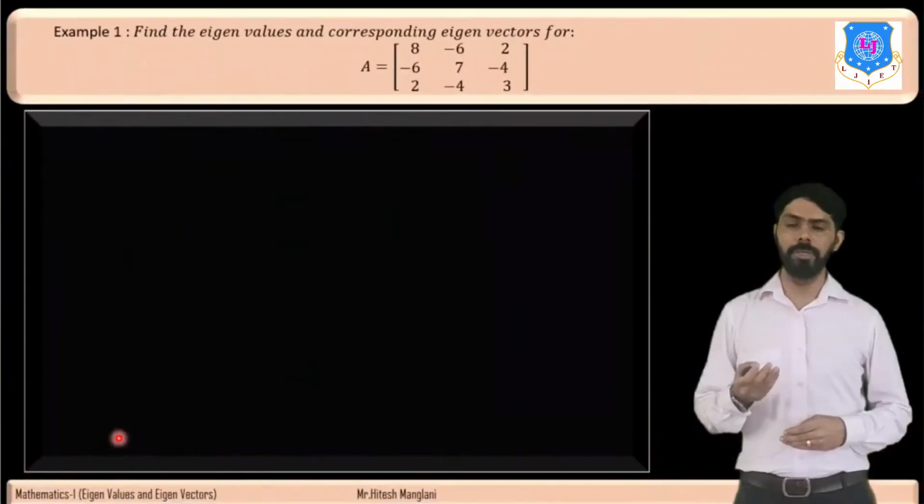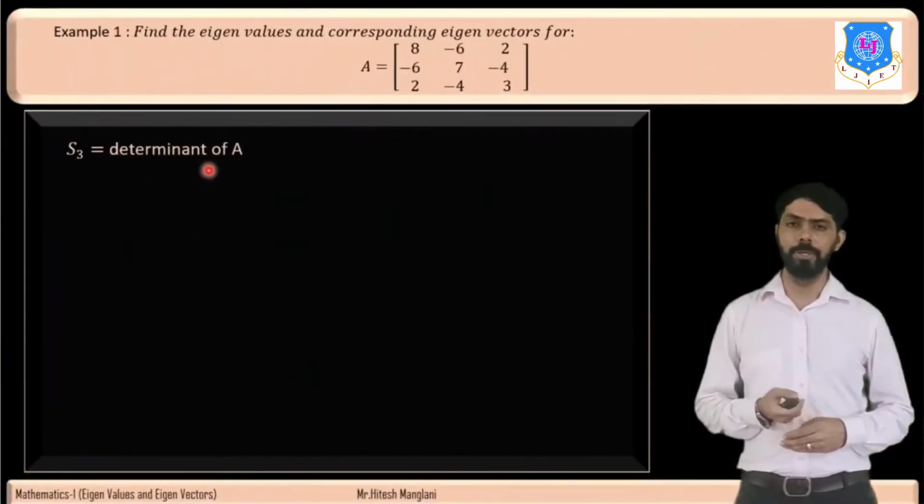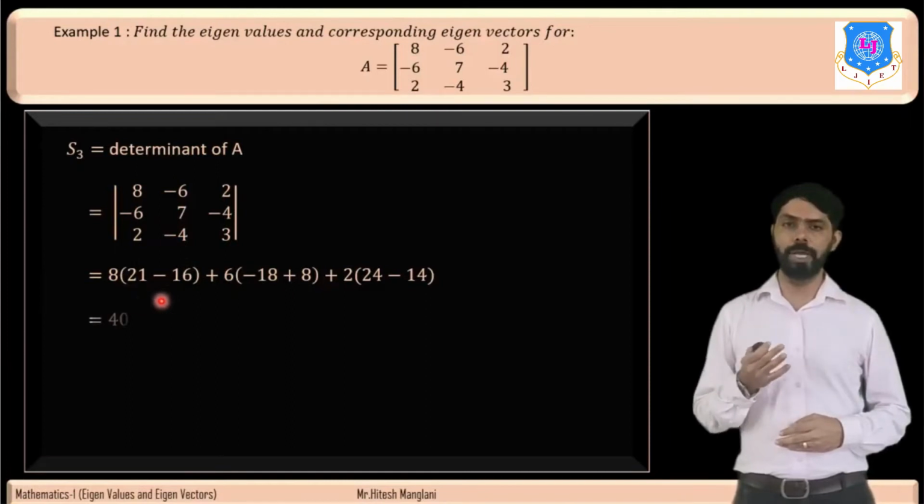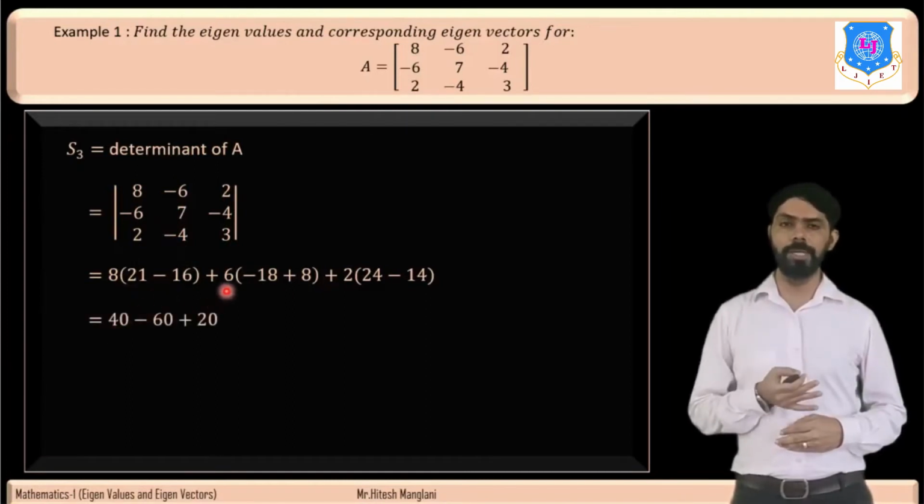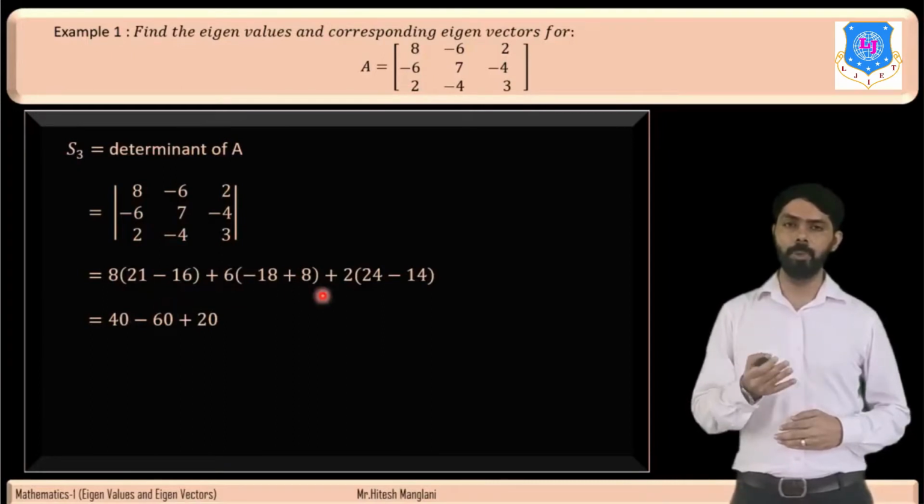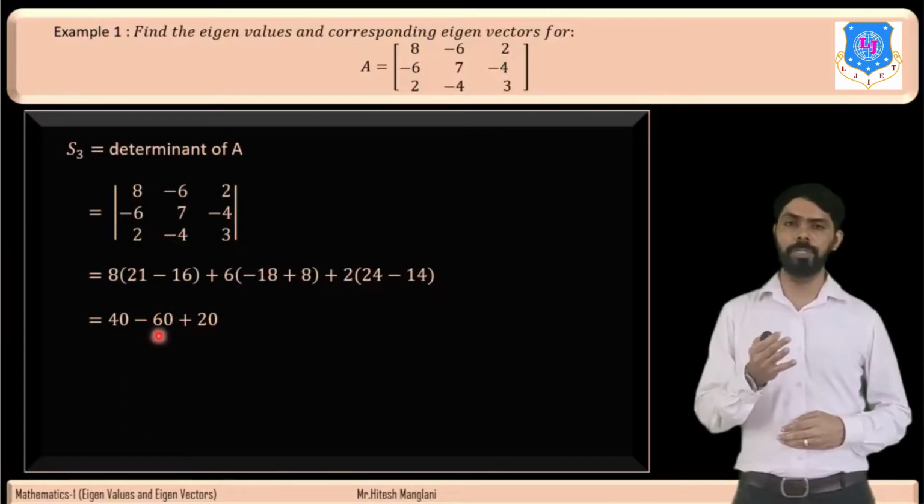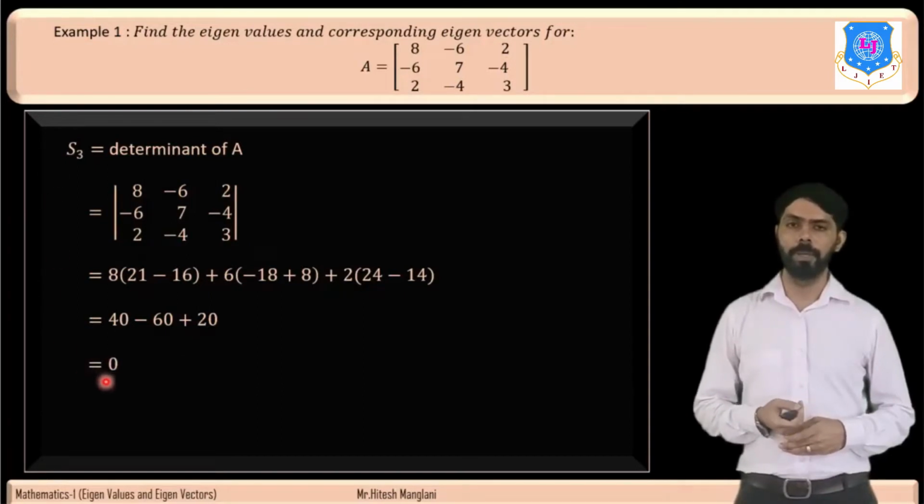Now we will find s3, which is equal to the determinant of the matrix. So we will have to find the determinant of the given matrix. It will be 8 times (21 minus 16) plus 6 times (minus 18 plus 8) plus 2 times (24 minus 14). If we simplify this, 8 into 5 is 40, then 6 into minus 10 is minus 60, then 2 into 10 is 20. So 40 minus 60 is minus 20, minus 20 plus 20 is 0. Therefore the value of s3 is 0.